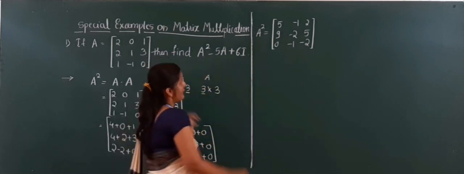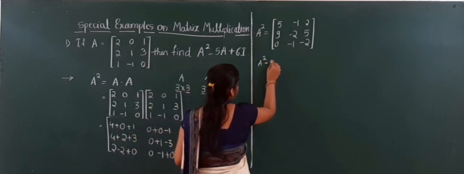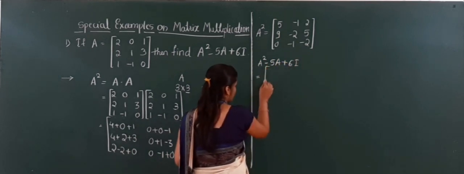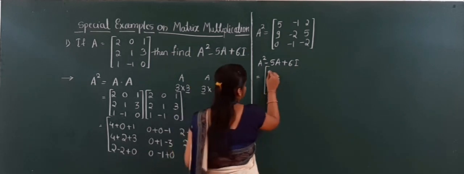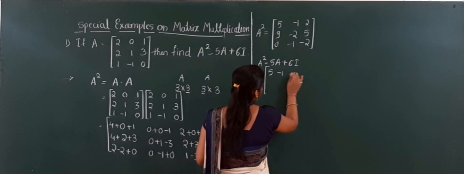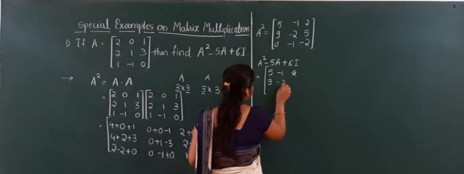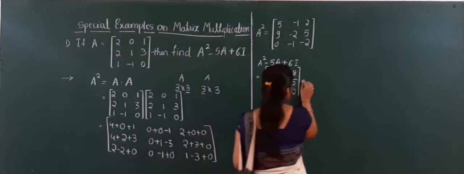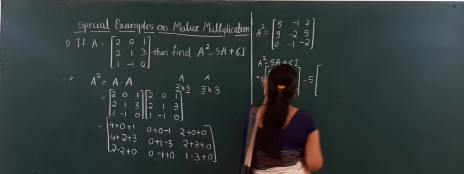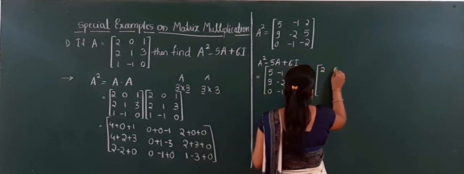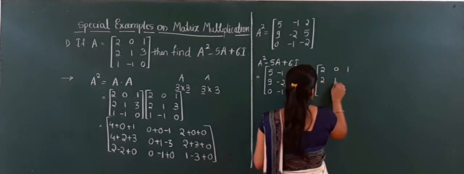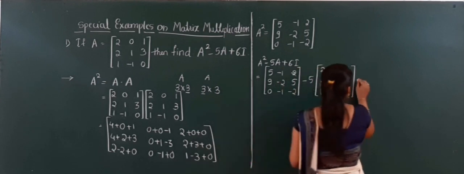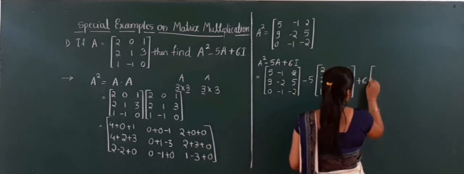So I will take our expression A square minus 5A plus 6I. Okay, I will substitute one by one. You know the A square value? Yes, write it down: 5, minus 1, 2, 9, minus 2, 5, 0, minus 1, minus 2. Next, minus 5 into A, that is 2 0 1, 2 1 3, 1 minus 1 0, plus 6 into I. I is the identity matrix.